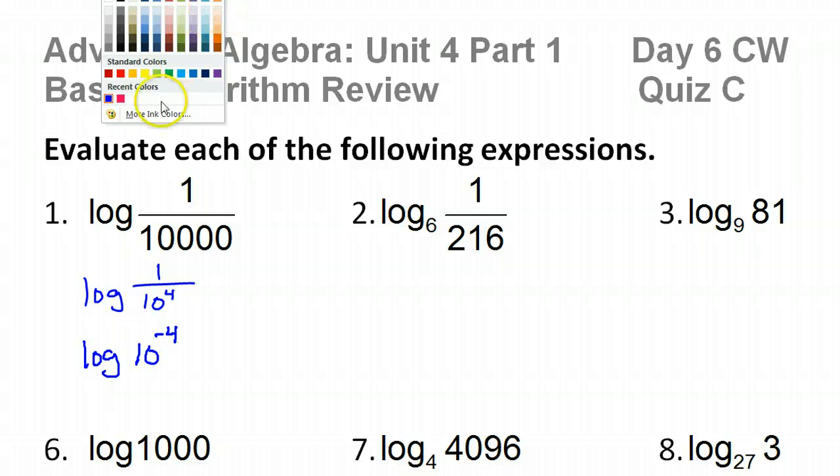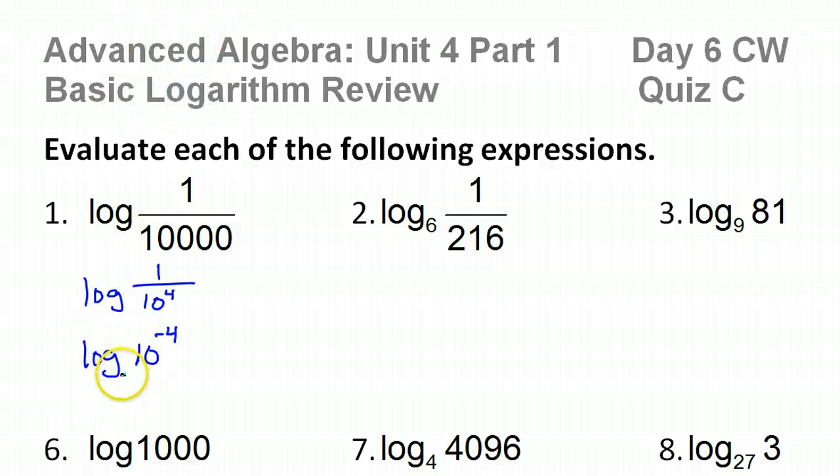Now, please remember that log with no visible base, like this is base 6, this is base 9, yet this is showing no base. That means this is an invisible base 10. And if you have log base 10 and a base 10, those are going to wind up undoing each other, and you're just going to have negative 4 as your answer. Okay, so negative 4 is the final answer for number 1.